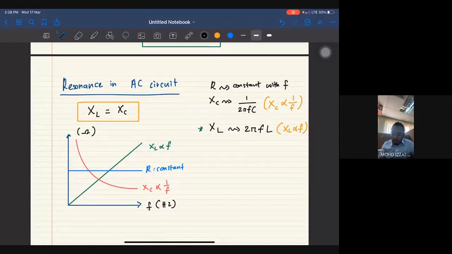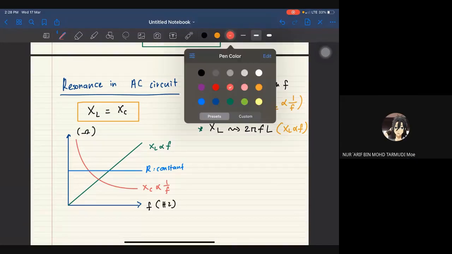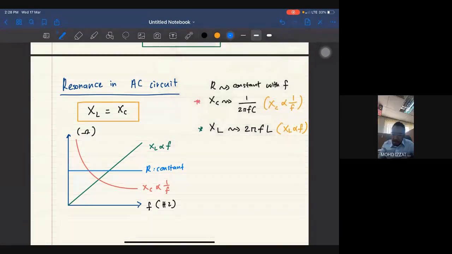Okay, and then one more thing that you learned yesterday is about Z. Do you still remember what Z is? Impedance. Impedance is the total of the resistance. So let's see if I write it over here.